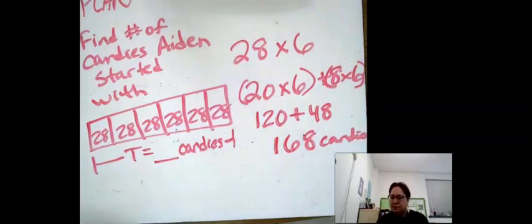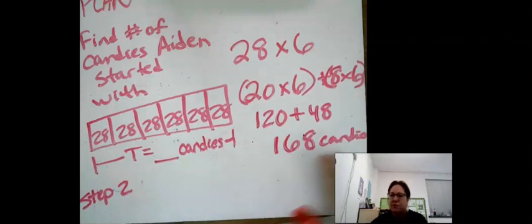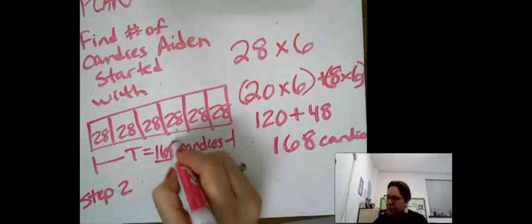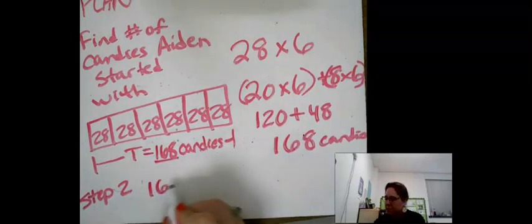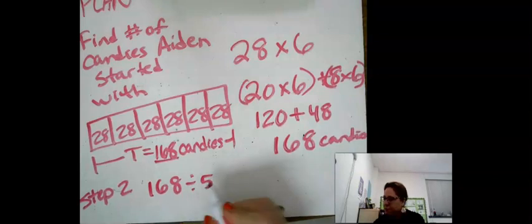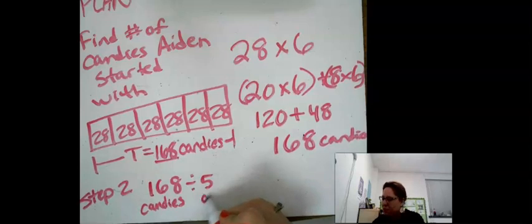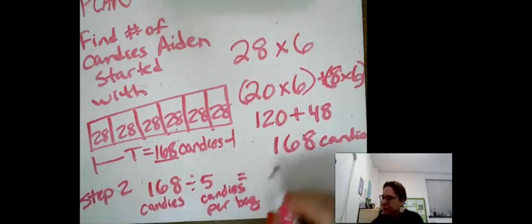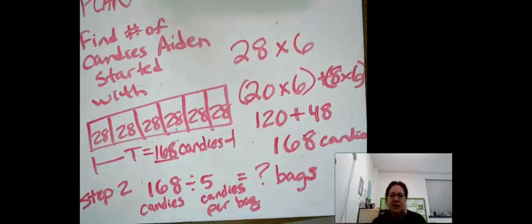All right, now step 2. Step 2, we're going to divide the total number of candies that we have. Now we're going to divide it by 5 because he wants to put 5 candies in each of the bags. So this is the total candies and then candies per bag. And this is going to give us the number of bags. That's what we don't know, and that's what we're trying to figure out. How many bags will he have now that he has rearranged his candy?